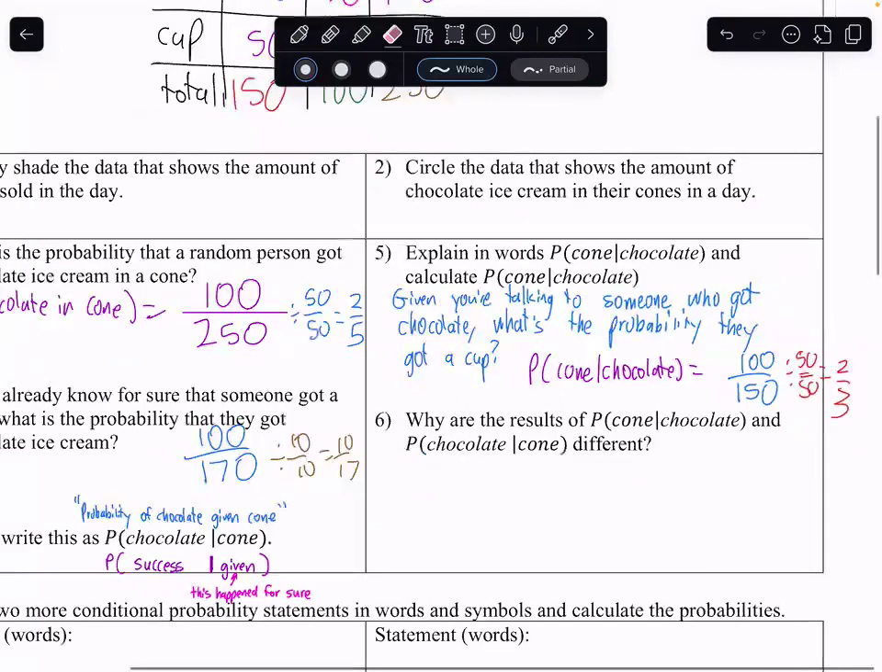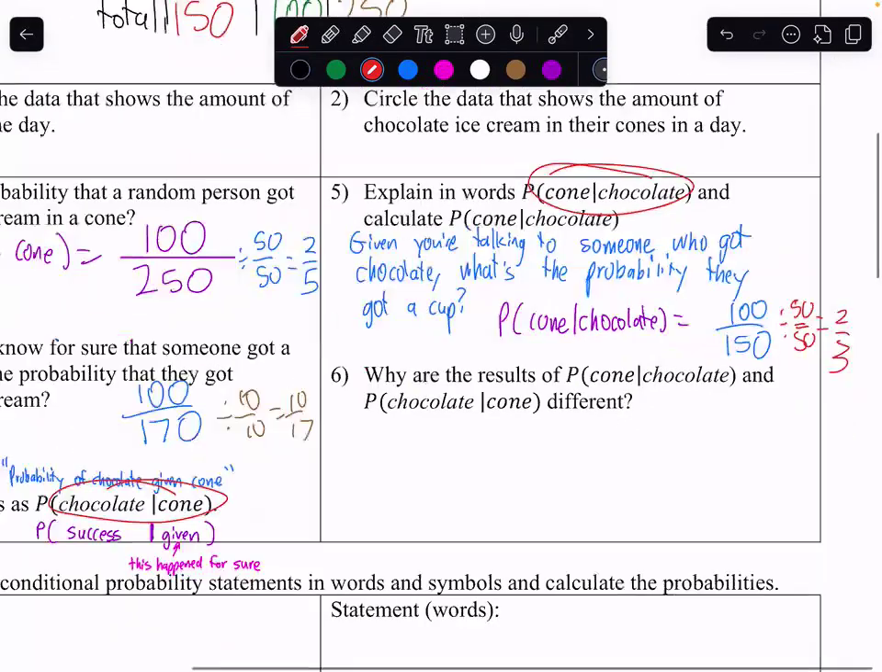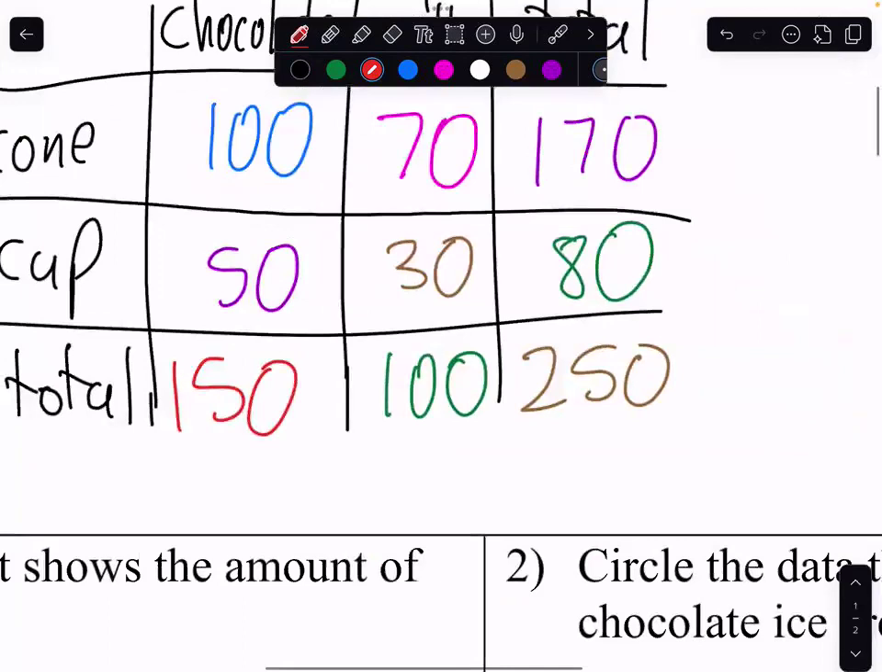Okay, so we notice that the two conditional probabilities, even though it's the same two words, lead to different answers: 100 out of 170 versus 100 out of 150. Here, it's probably better to look at the unreduced fractions rather than the reduced ones. You see the numerator is the same. The 100 represents both chocolate and cone, so whichever piece of information you're given, it fits the other one also.